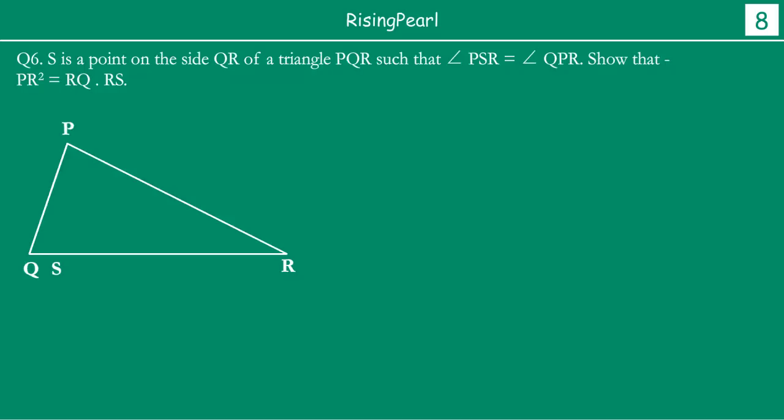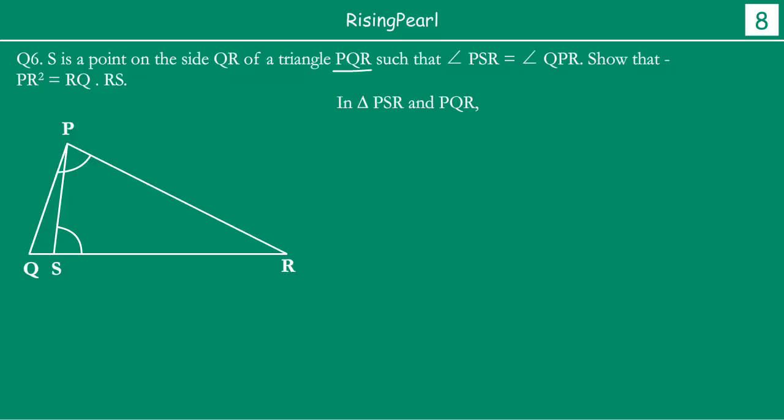We first draw a triangle PQR. S is a point on QR, so this is my QR. S is some point on this side QR such that if you join PS, angle PSR is equal to angle QPR. So these two angles are equal. That is what is given, right? And now we have to prove this ratio. So how do we start?